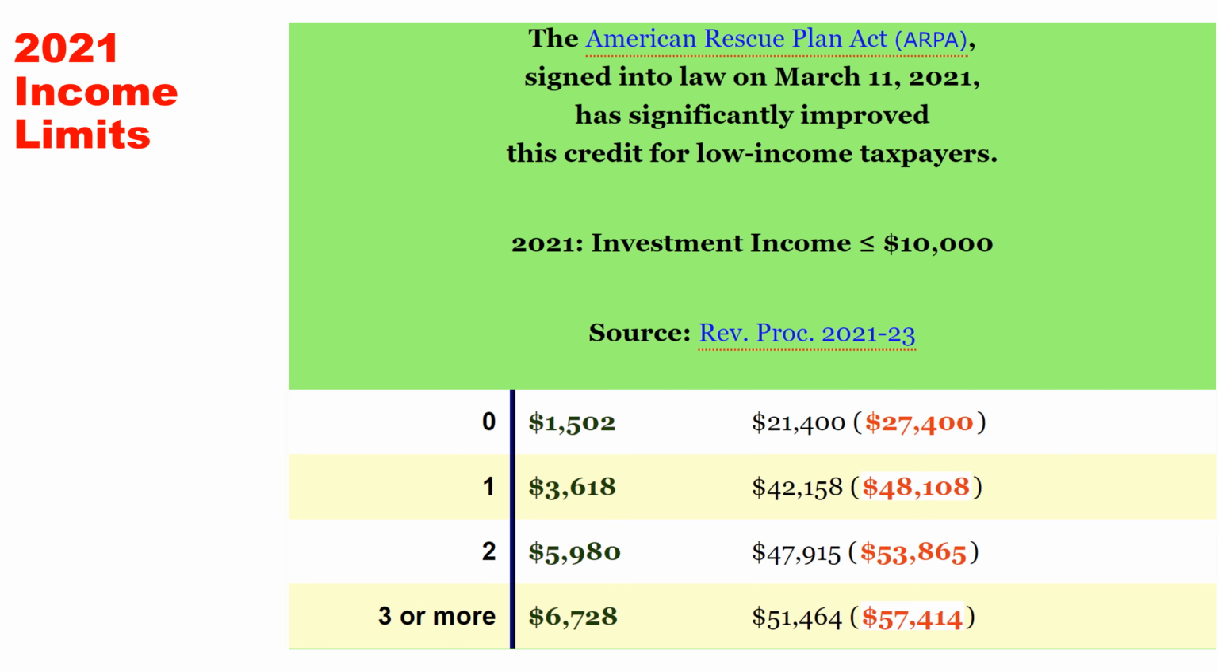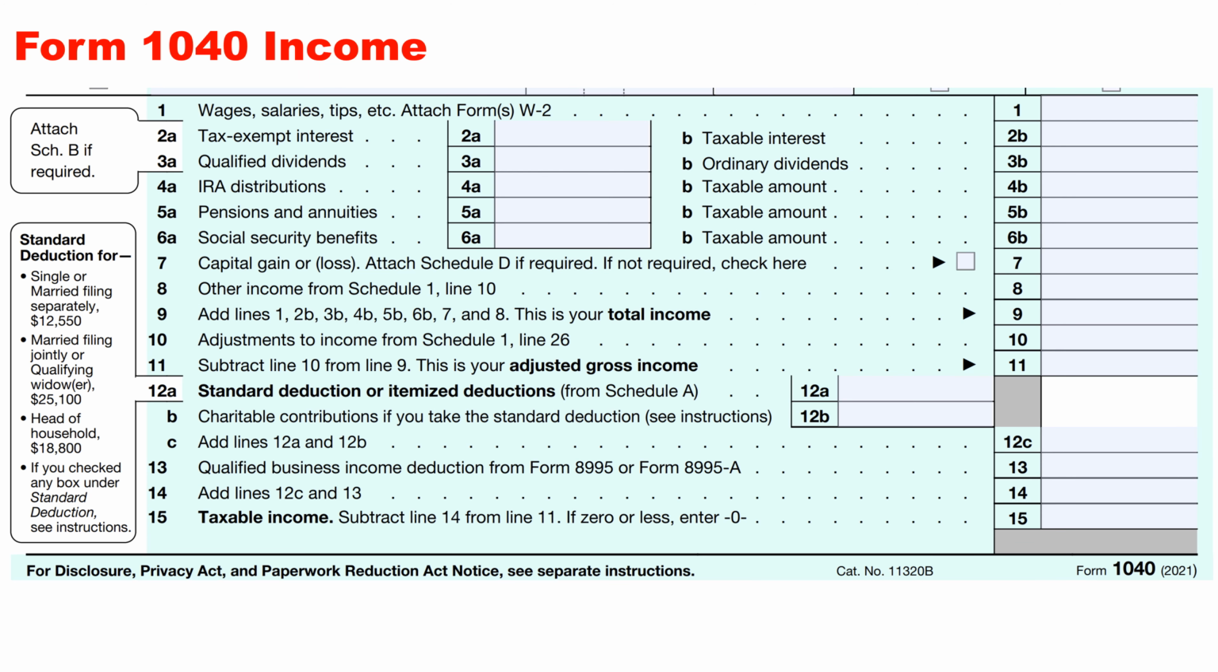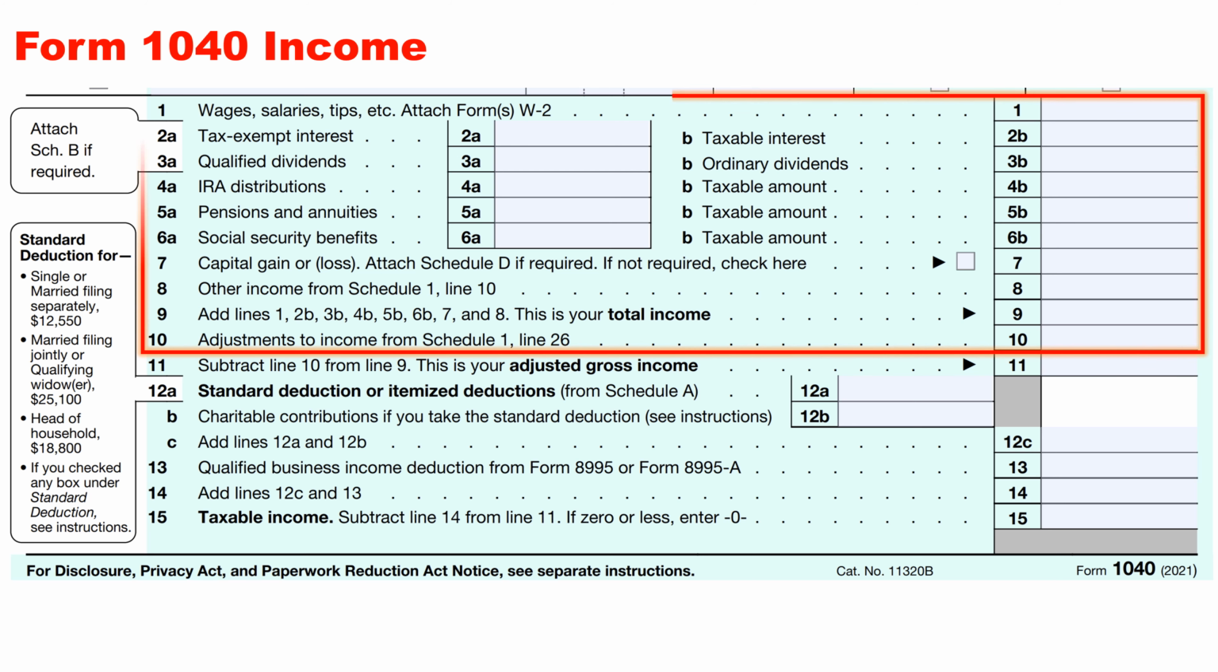This table shows the maximum credit and the income limits for a complete phase-out of the credit. The figures in red are for married couples filing jointly. Note that investment income cannot exceed $10,000. Most of your earned income will show up in line 1 on Form 1040. All other forms of income will increase your AGI, which will decrease your earned income credit if your income is above the start of the phase-out range mentioned earlier.